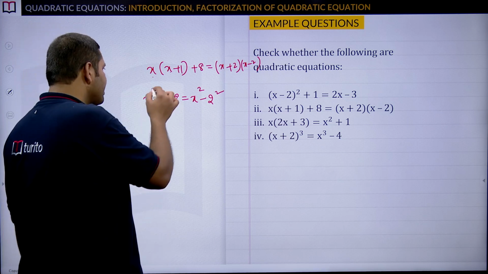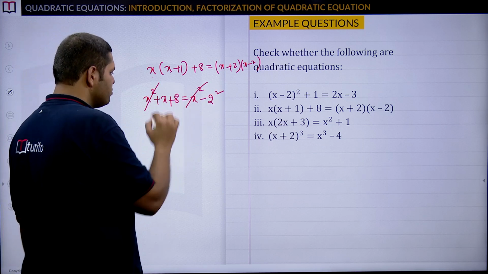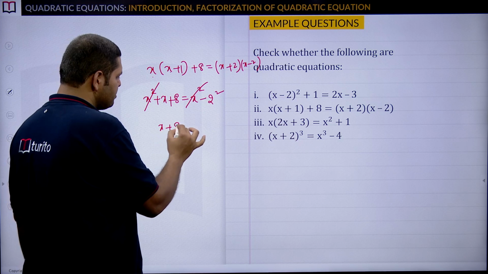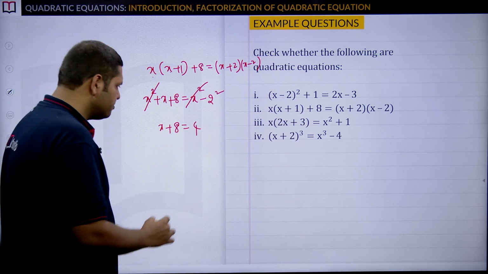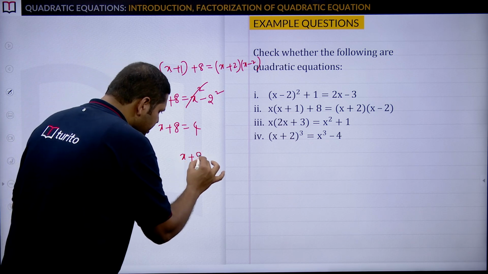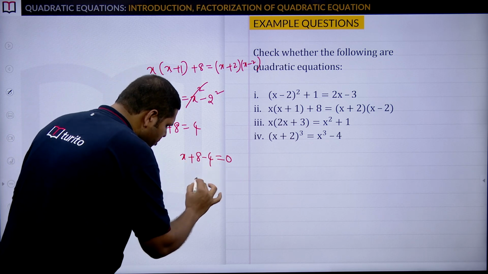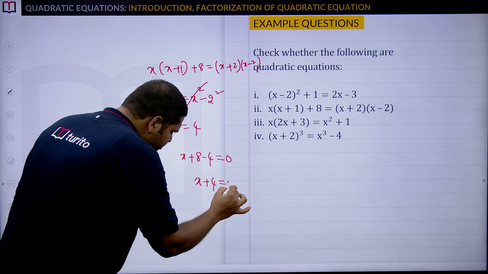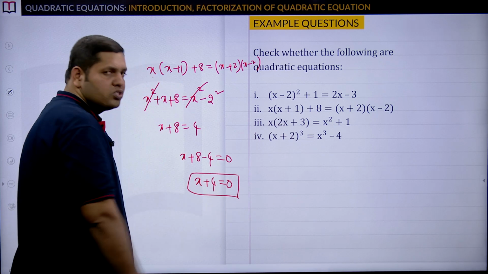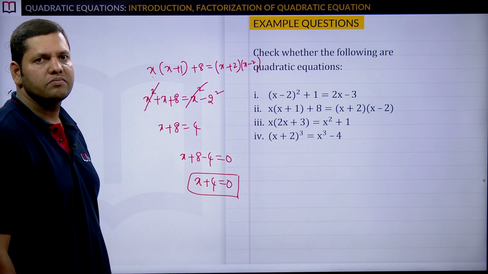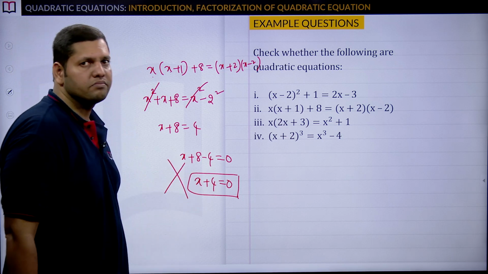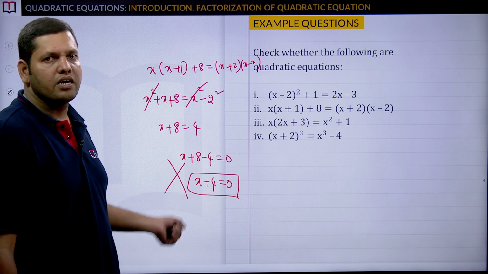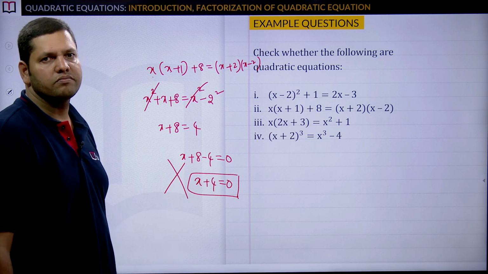Children, look here. I can cancel the x square term on both sides. So this is x plus 8 is equal to 4. Children, bring the 4 to the LHS side. So x plus 8 minus 4 equal to 0, and this I can write as x plus 4 equal to 0. Now, children, can I say it is a quadratic equation? No, I cannot say, because I don't see any x square term here. So we cannot say it is a quadratic equation.